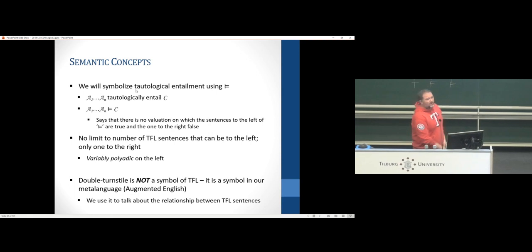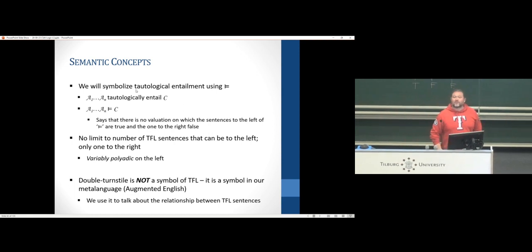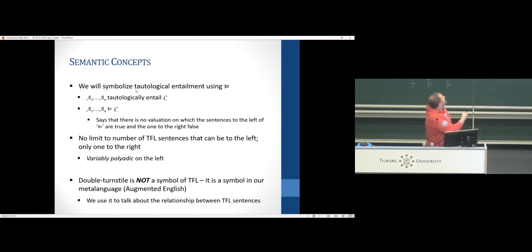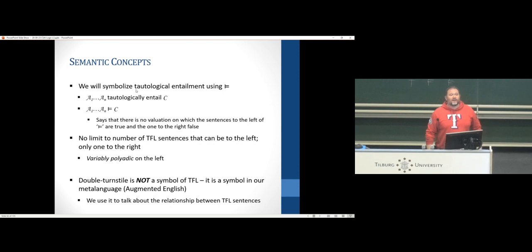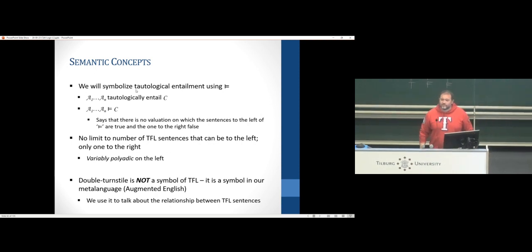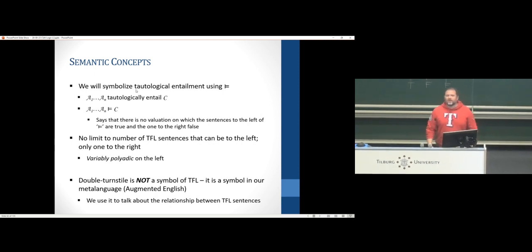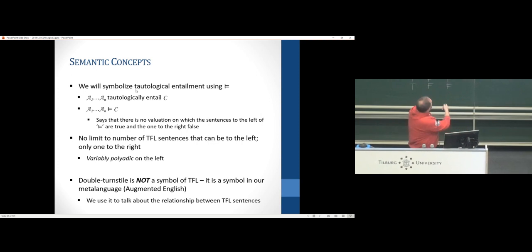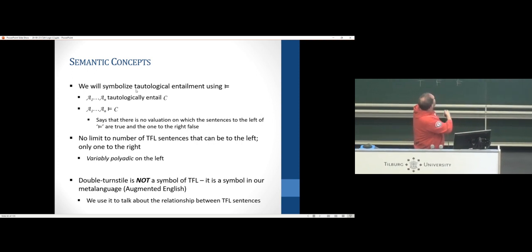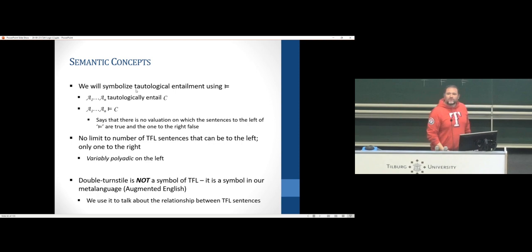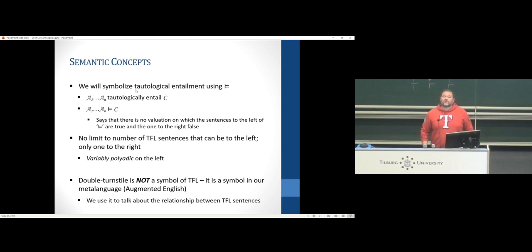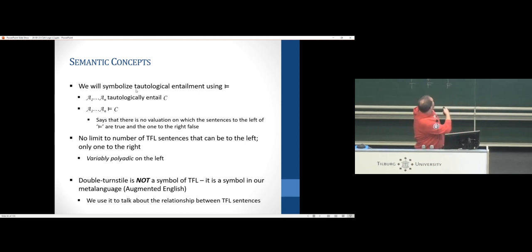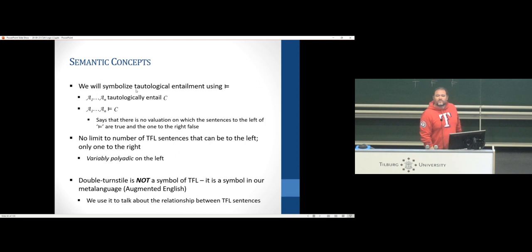So we can express tautological entailment by this double turnstile. This is just a fancy way to say that A1 through AN tautologically entail C. Or to put it another way, it says there's no valuation where the stuff on the left is true and the one on the right is false. A couple things about the double turnstile. There's no limit to the number of sentences that can be on the left, but the right-hand side is always just one.